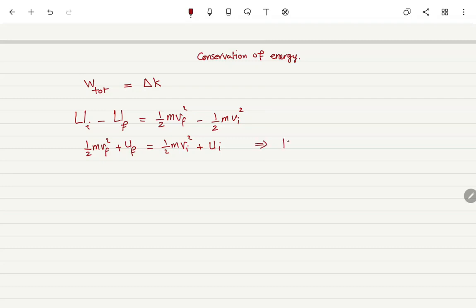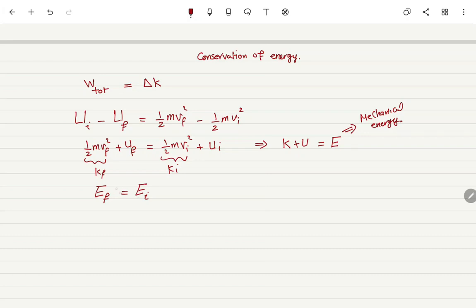Now K plus U, this is K initial and this is K final. K plus U equals E, and E in this case is the mechanical energy. In simple words, the mechanical energy is conserved: E final equals E initial. The mechanical energy in the initial position is equal to the mechanical energy in the final position.